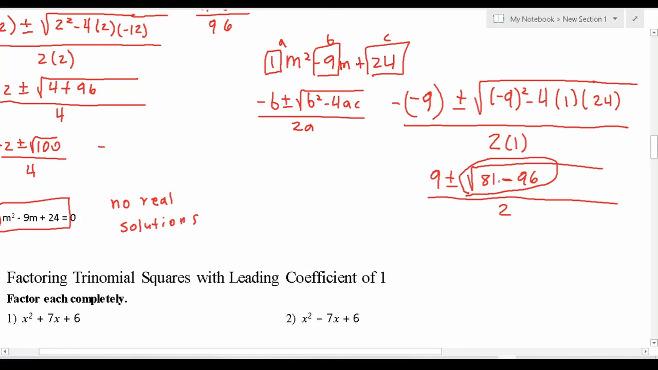Okay? So right here, we can't proceed because you don't learn about imaginary numbers until advanced math classes. So in this case, no real solutions is our answer. Okay, so that's that one.